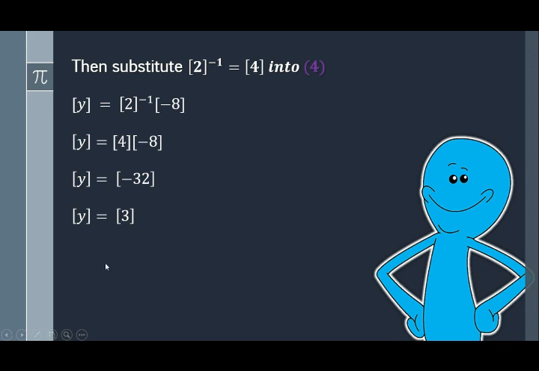That solves our second unknown. We found all the unknown variables. We have solved the system of equations.